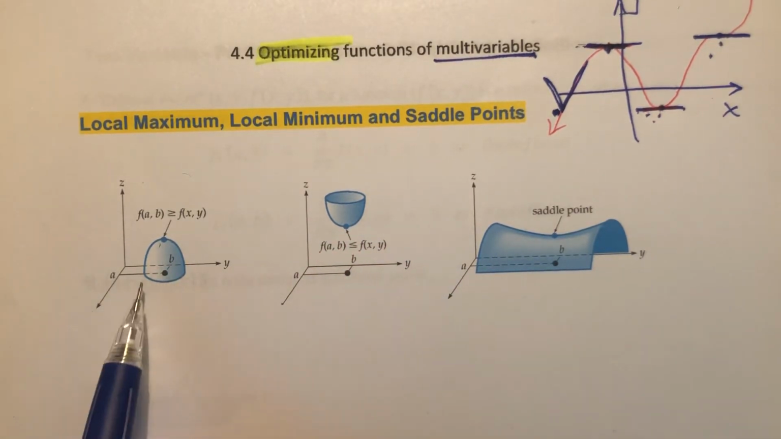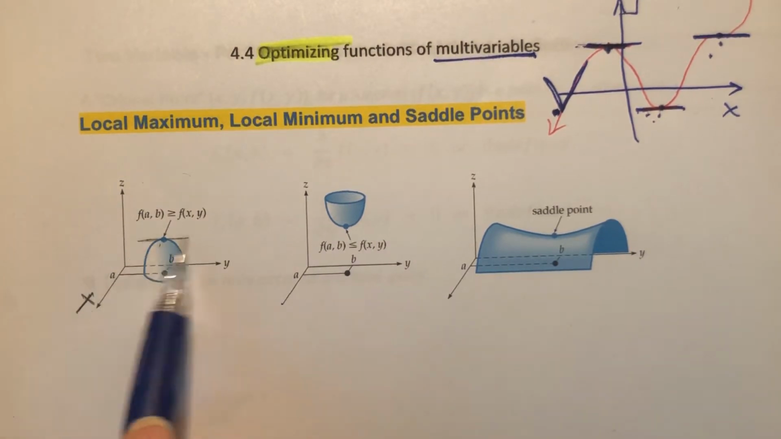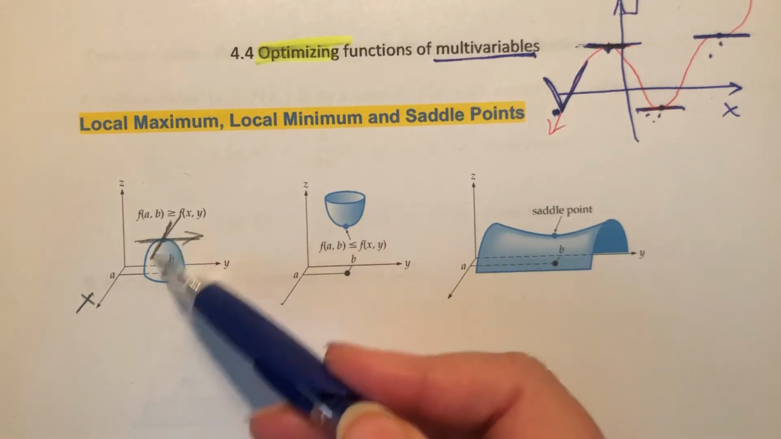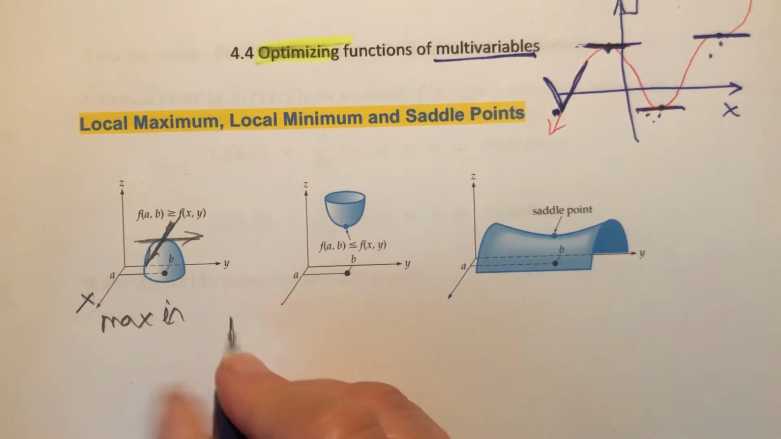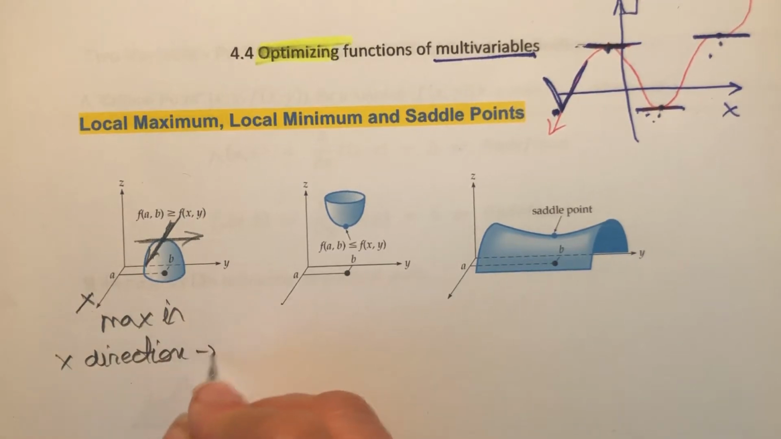And as you see, this should be the x direction right here. It's missing an x. So in the y direction, there is a maximum, right? And in the x direction, there is a maximum as well. So there's a max in the x direction. That simply means f_x must equal 0, right?